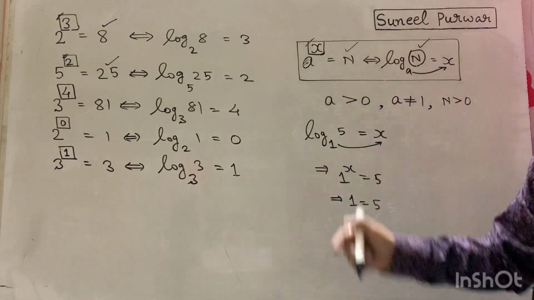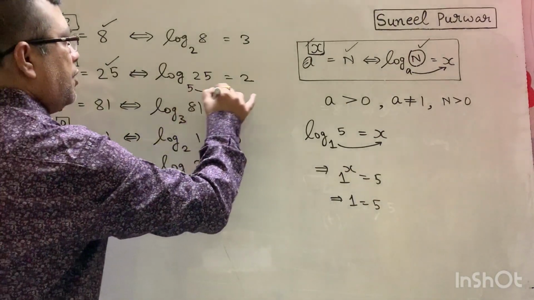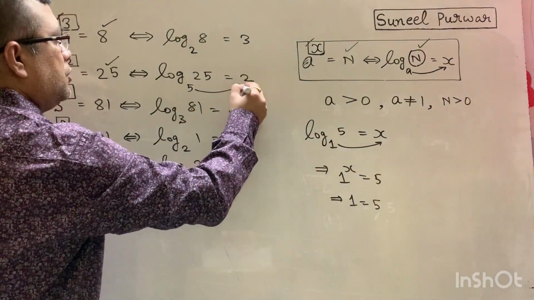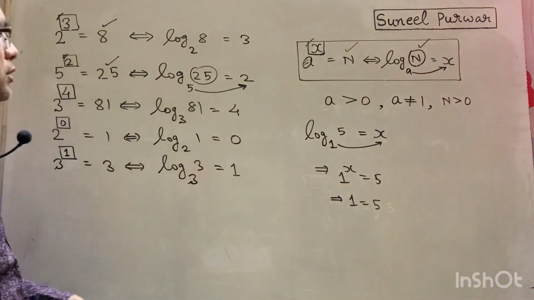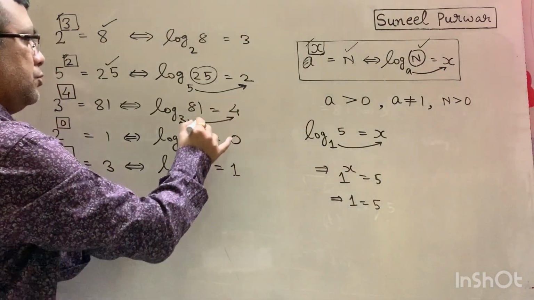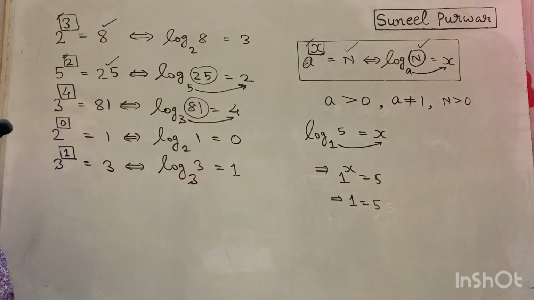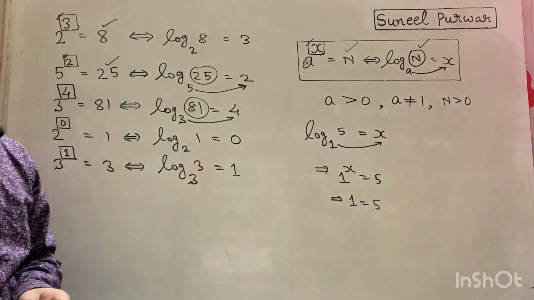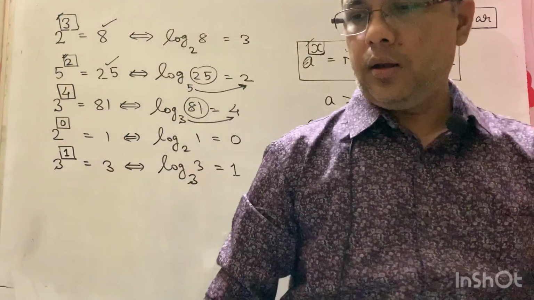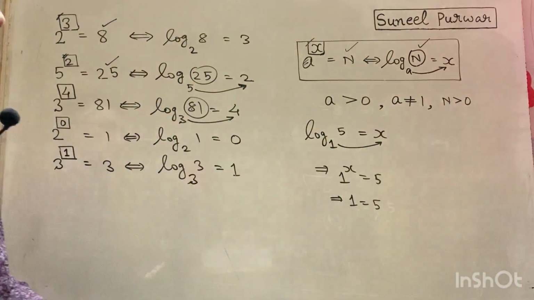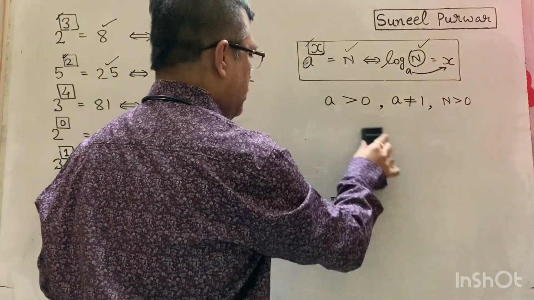Okay. You can check the same thing over here as well. 5 power 2 is equal to what? 25. Don't you see that here? Similarly, 3 power 4 is equal to what? 81. That's what you see. Okay. So this is how exponentials and logarithms are connected with each other. Now try to tell me some logarithm values using this basic definition of logarithms.